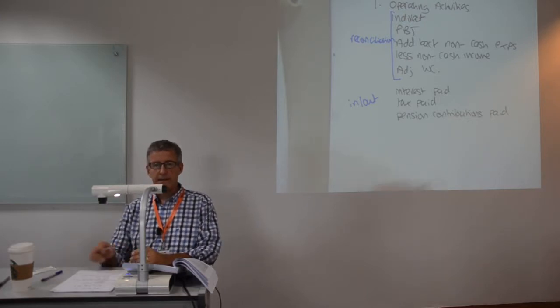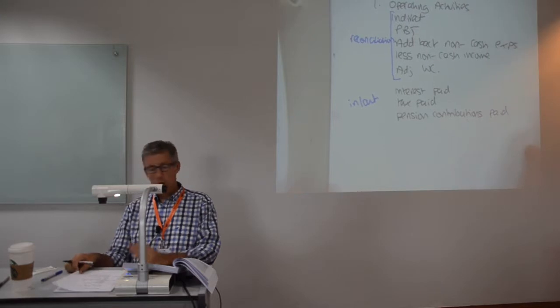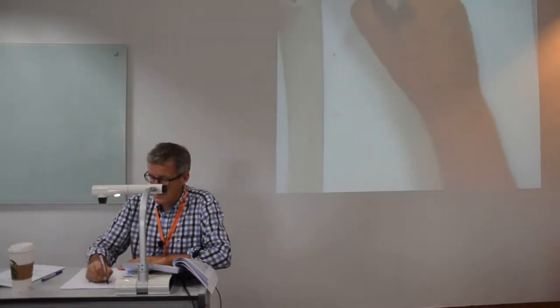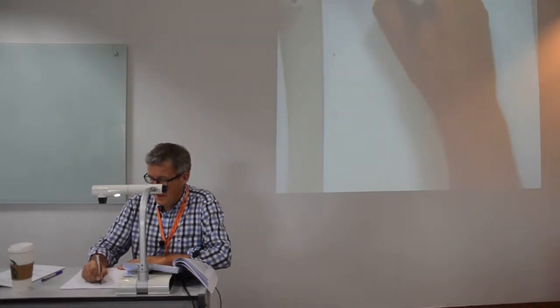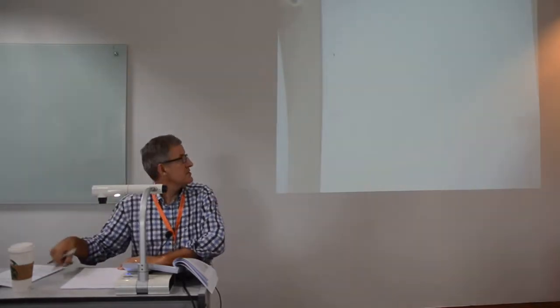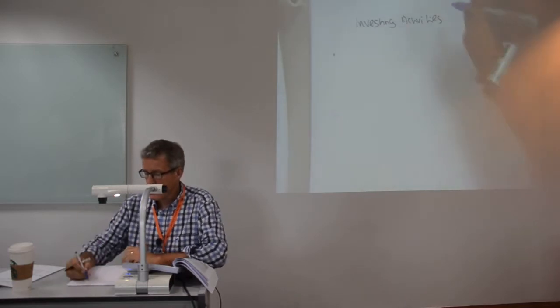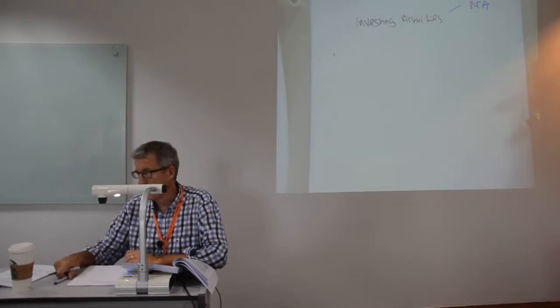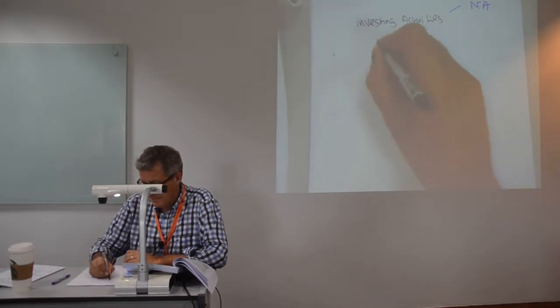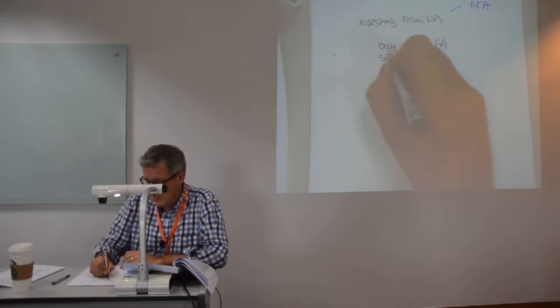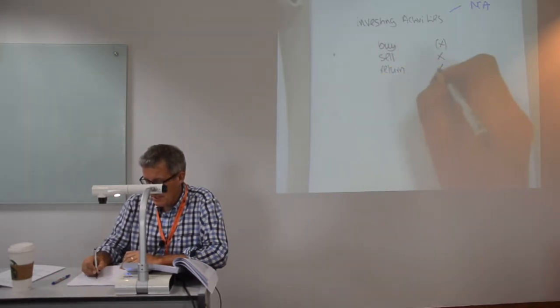What's the second heading? So operating activities is the first heading. What's the second heading? Yeah, investing activities. So investing activities in my world is everything to do with non-current assets. This is where you buy, money goes out. This is where you sell, money comes in. This is where you have a return, money comes in.